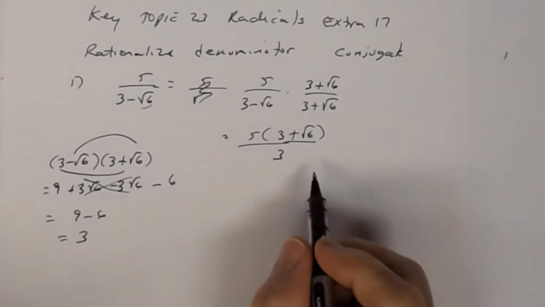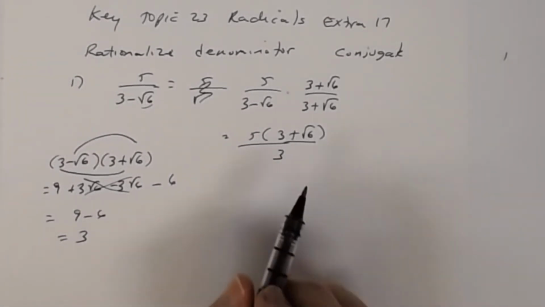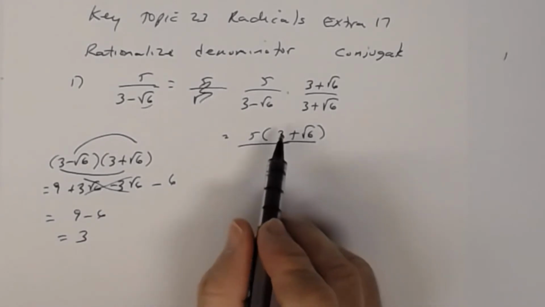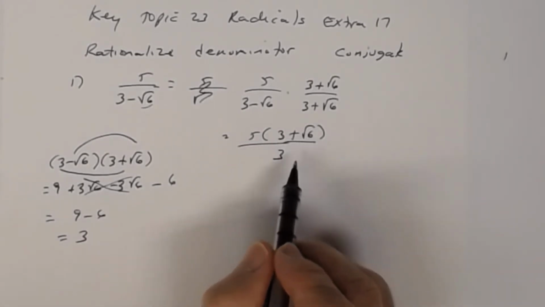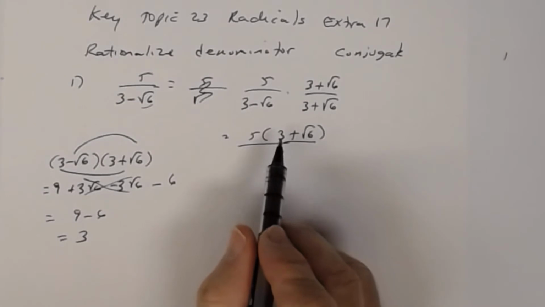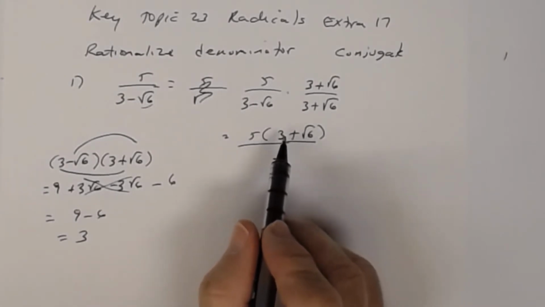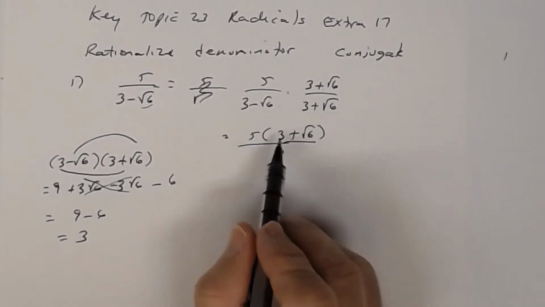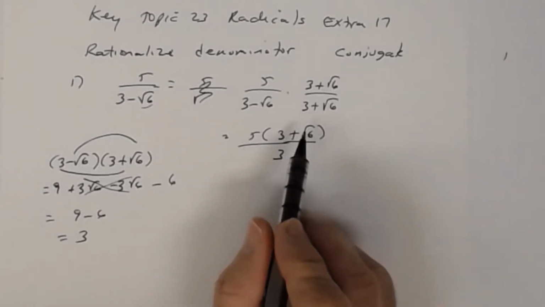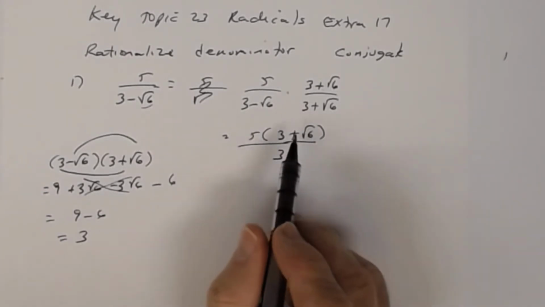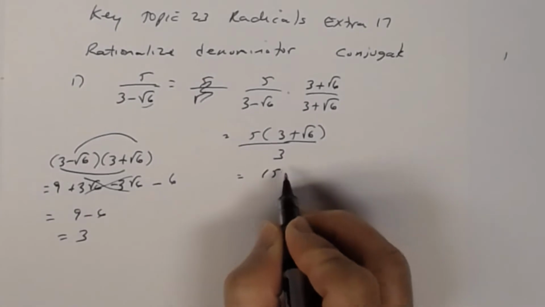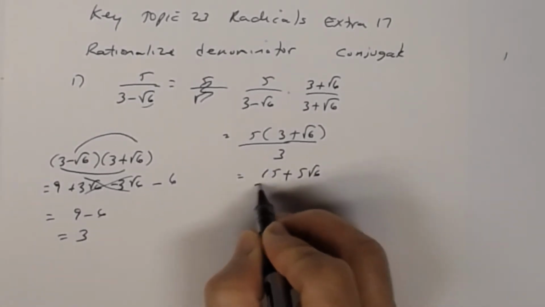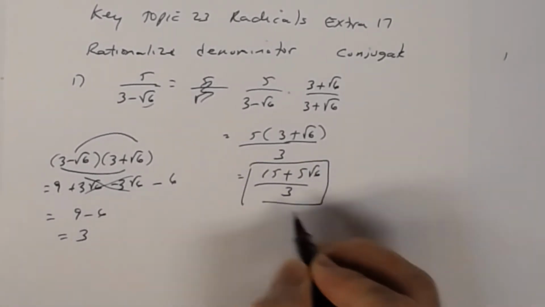So that's the denominator. Now be careful, don't think you can reduce these 3's here, because even though this is a factor in the denominator, this 3 is not a factor in the numerator. This 3 is part of this factor here. So be careful. Now all you're going to do is distribute. I get 15 plus 5 square root of 6, divided by 3. And that's your answer.